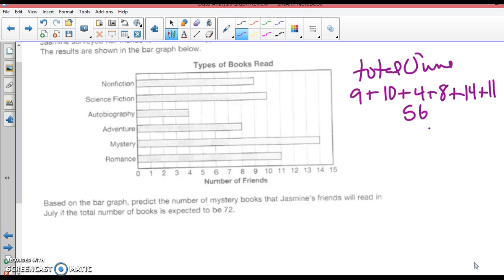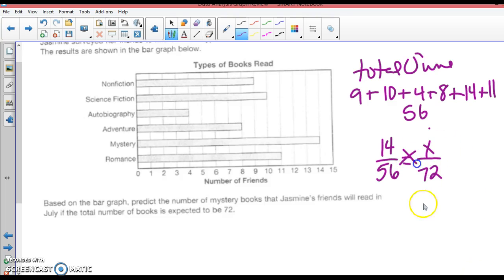So, how many mystery books did they read in June? 14 out of 56. We want to know how many mystery books they're going to read in July. What's the other half of my proportion going to be? X out of 72, right? We know it's 14 out of 56. If it stays the same, it'll be X out of 72.